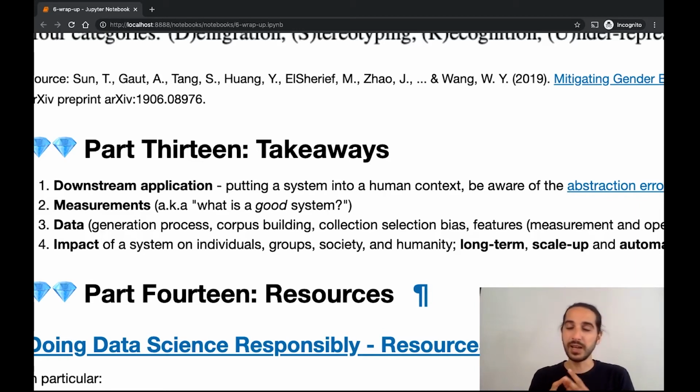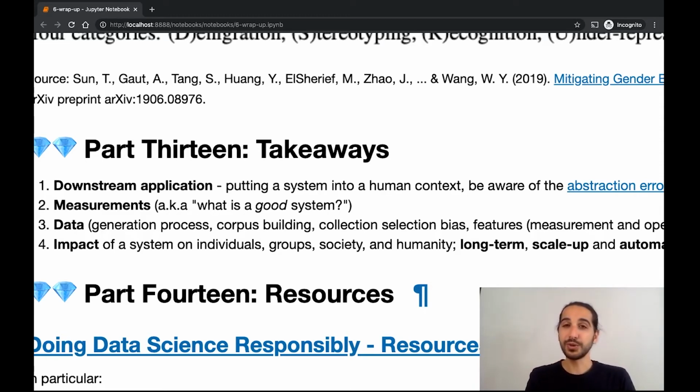Thinking about the data, this is a big theme, a big pillar in the question of responsible AI and also without. And finally, thinking about the impact, how this system is going to interact with and impact society and people, groups, and so forth.